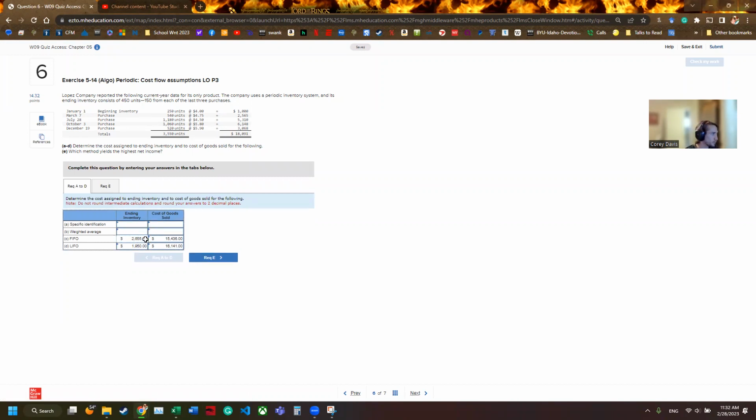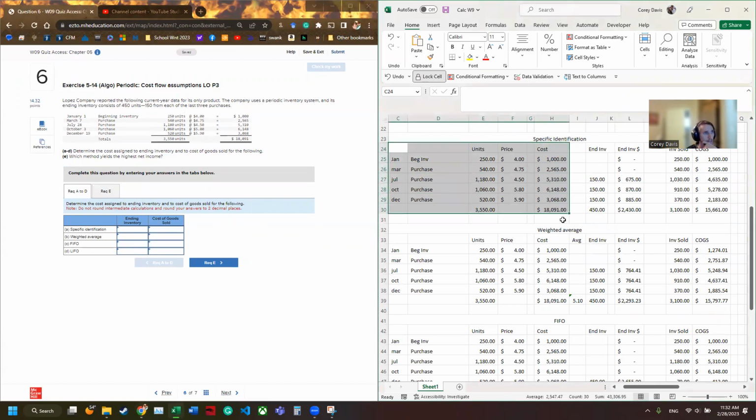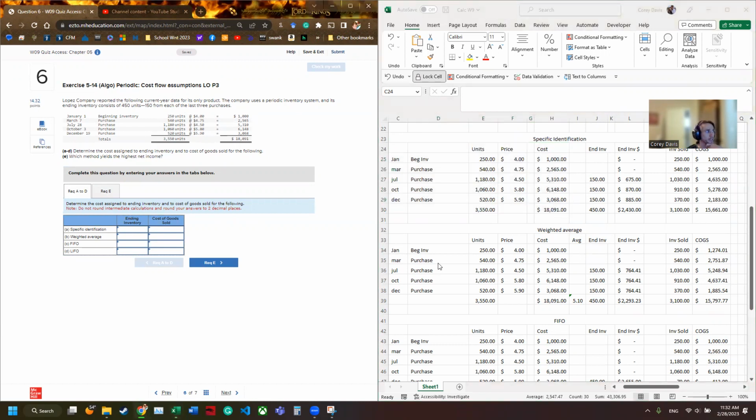We can go through. So the way that I've found, they're asking here for our ending inventory and cost of goods sold. The way that I found for me easiest to do this was on an Excel sheet. And I took the information that they gave us here and I used it to figure out these other items. So we're going here first with specific identification.